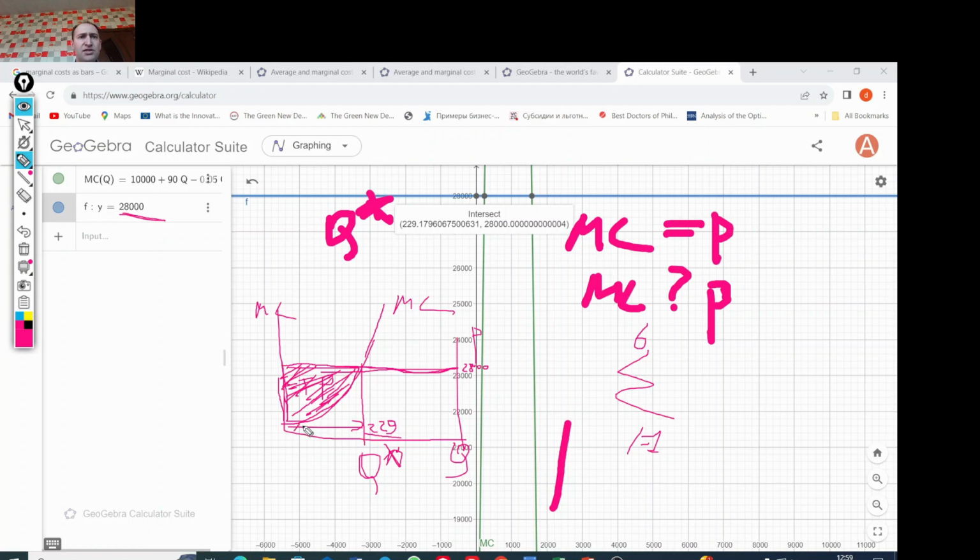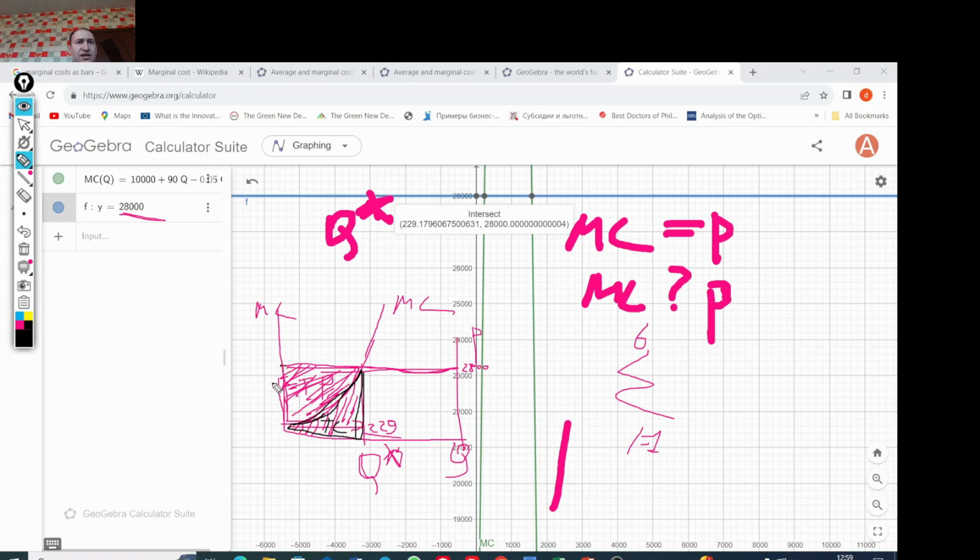associated with the production of 229 units, and from the total revenue, the area of that rectangle, you will deduct the total costs. That's an area below the marginal cost curve, right? Oh, I changed the color. Very good. This new area below the marginal cost curve and bounded by the axis will be the total cost of production, right? The area under the marginal cost curve will be your total cost.